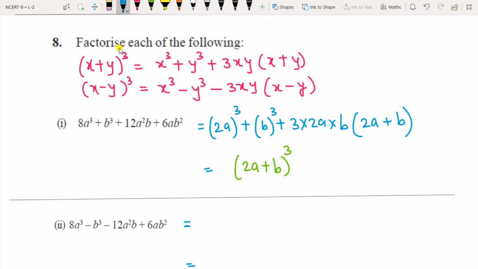Factorize each of the following. So this is 8a cube plus b cube plus 12a square b plus 6ab square. This is of the form x cube plus y cube plus 3xy multiplied by x plus y. So its factorization will be x plus y the whole cube. So these two formulas we have to use.